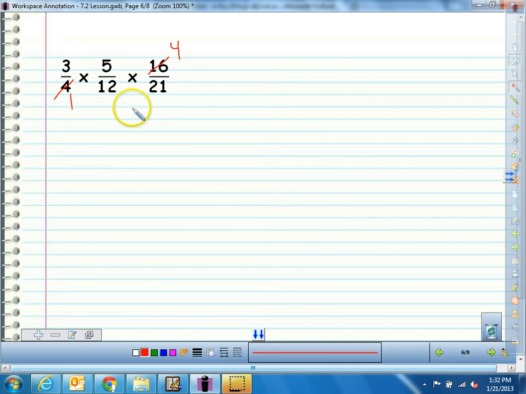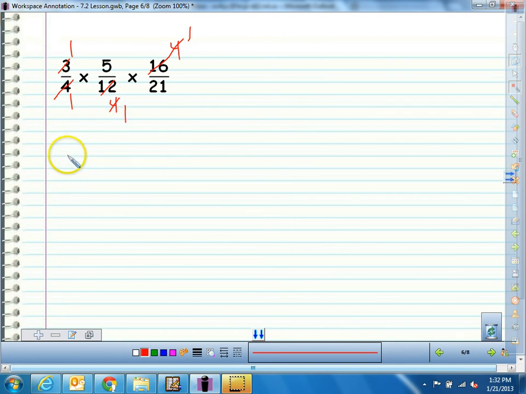So now I'm looking for any other common things here. I know 3 and 12 work together. 3 divided by 3 is 1. 12 divided by 3 is 4. If I keep going, I've got a 4 and a 4. Divide them both by 4, and I get 1. Divided by 4, and I get 1.